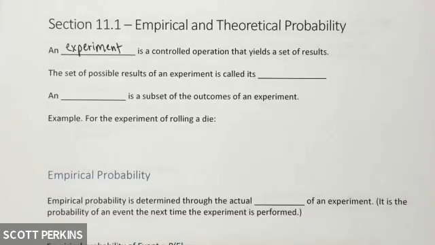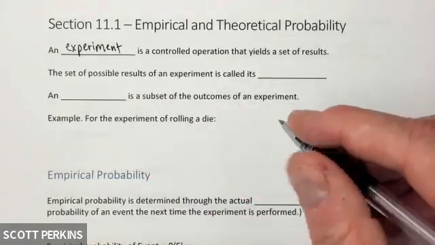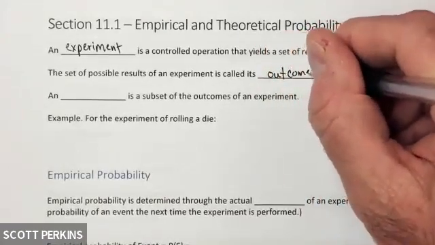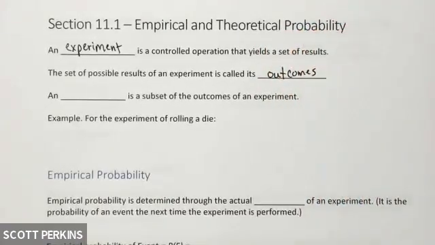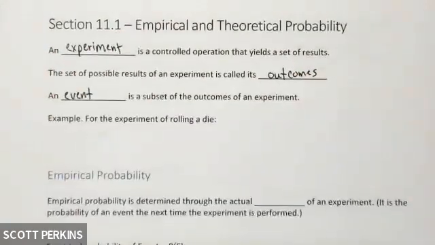First thing is an experiment. An experiment is a controlled operation that yields a set of results. So where we're going to start talking about probability is with this idea of an experiment. And so the set of all possible results of an experiment is called its outcomes. And lastly, an event. These are just a few words you're going to need. An event is a subset of the outcomes of an experiment.